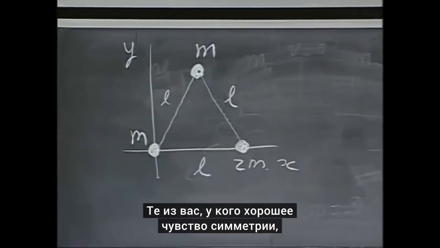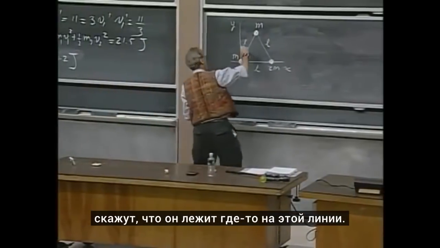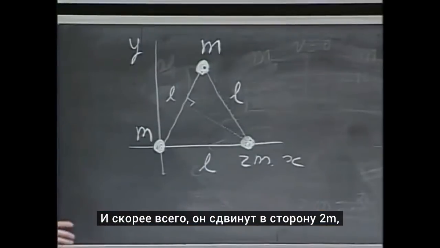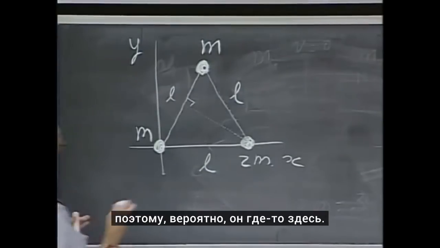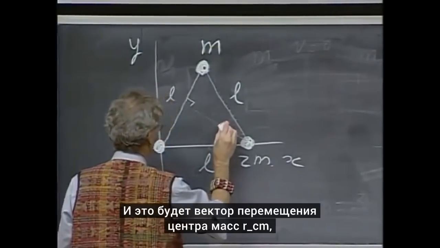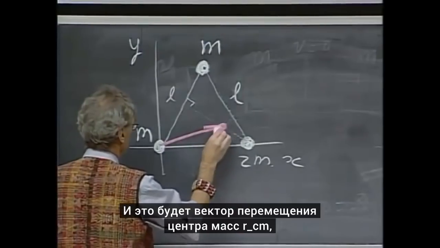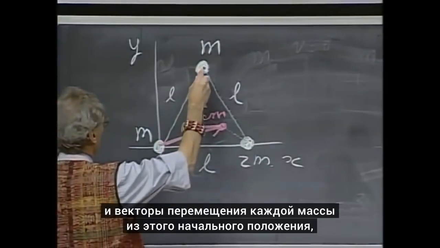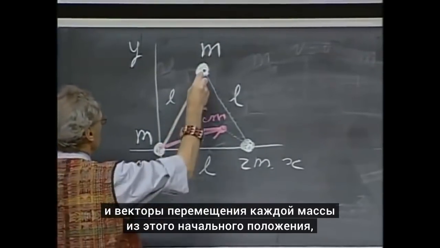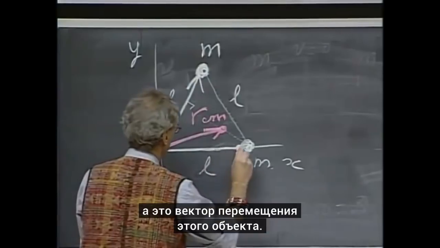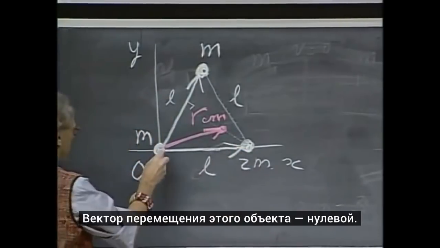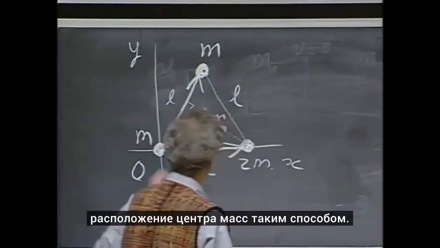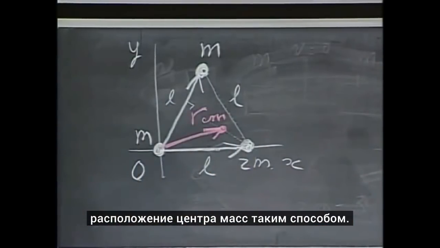Well, for those of you who have a good feeling for symmetry, they would say certainly it has to lie somewhere on this line. And it's probably slanted in the direction of the 2m, so it will probably be somewhere here. And so this will be the position vector r center of mass. And the individual position vectors from the origin will be this, and this will be a position vector to this object. And the position vector to this object is 0.